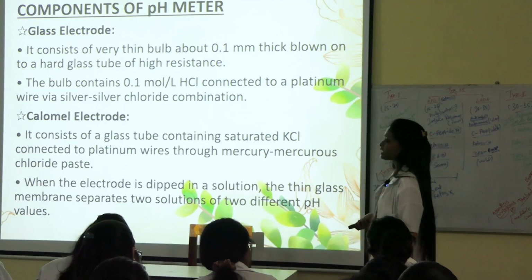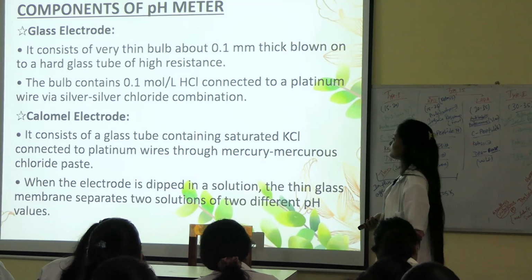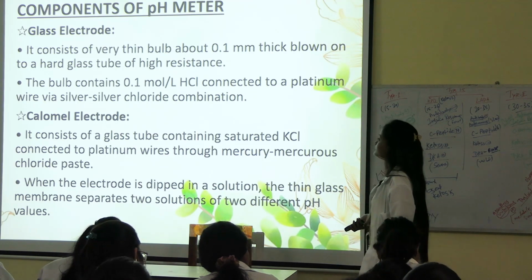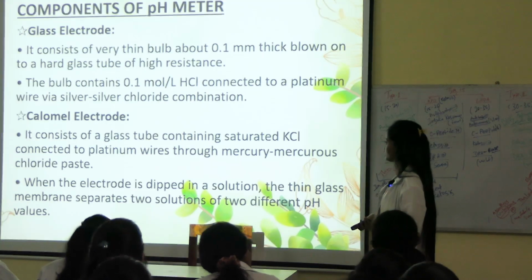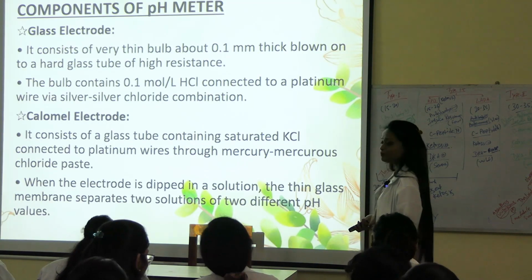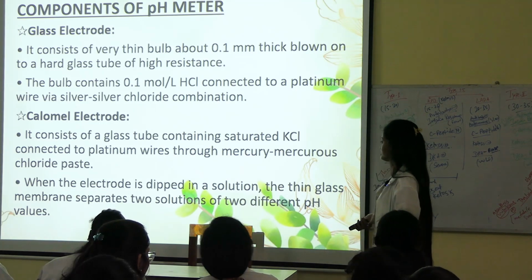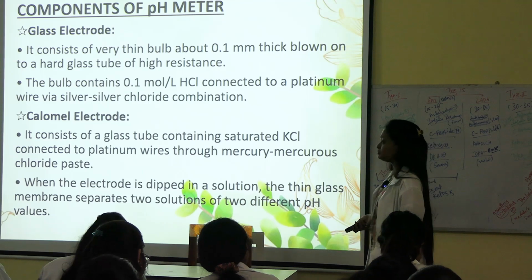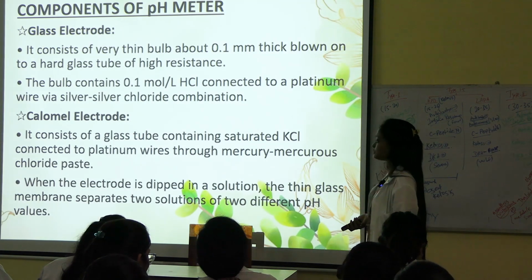The other one is calomel electrode. It consists of a glass tube containing saturated potassium chloride connected to platinum wires through mercury-mercurous chloride paste. When the electrode is dipped in a solution, the thin glass membrane separates two solutions of two different pH values.